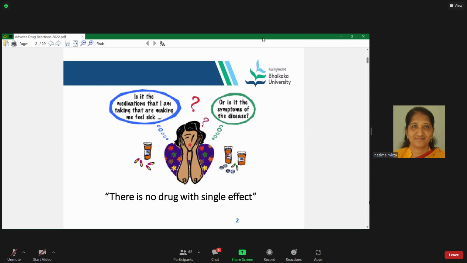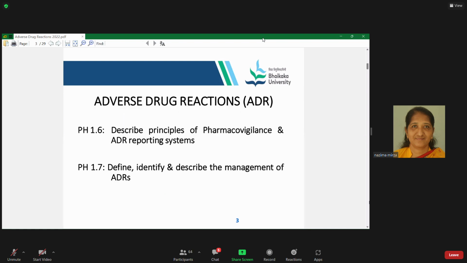The only thing we want is the maximum therapeutic effect of that particular drug for that particular disease or symptom, with minimal adverse effect. So today we'll learn some principles of pharmacovigilance and the ADR reporting system. Also, we'll define it and learn some details today.